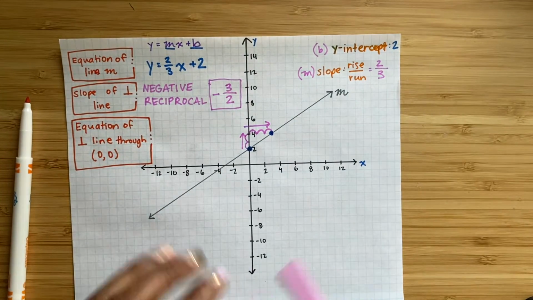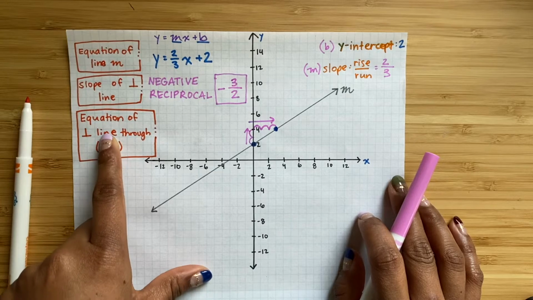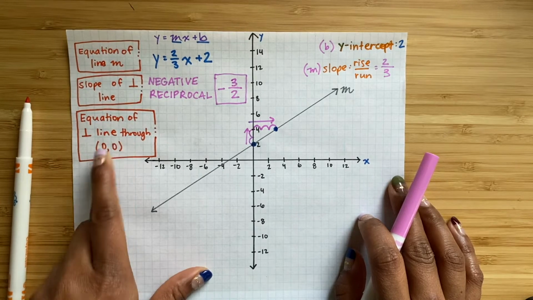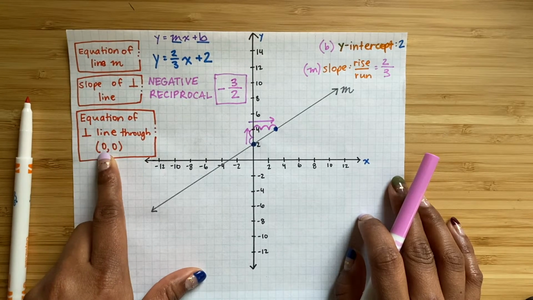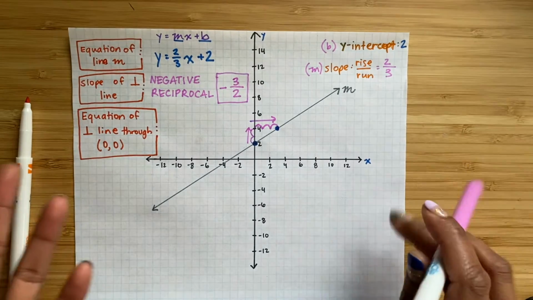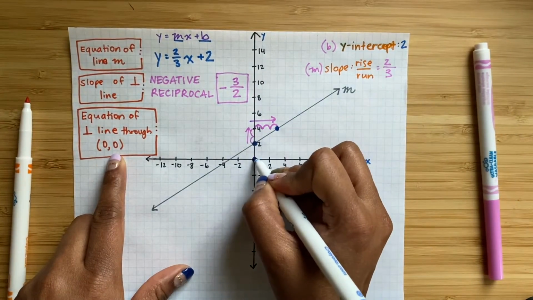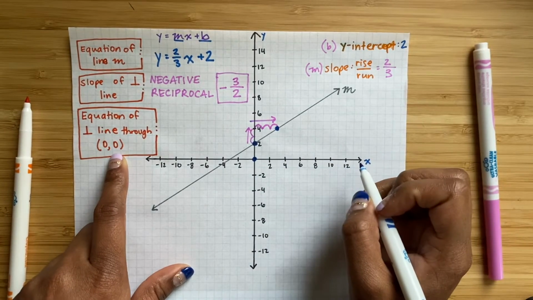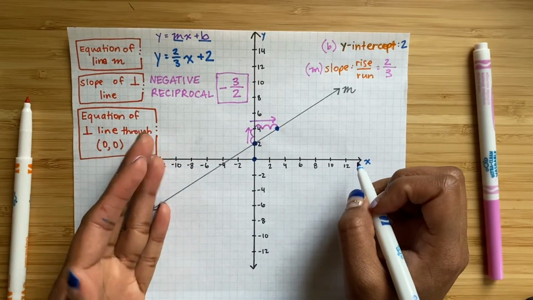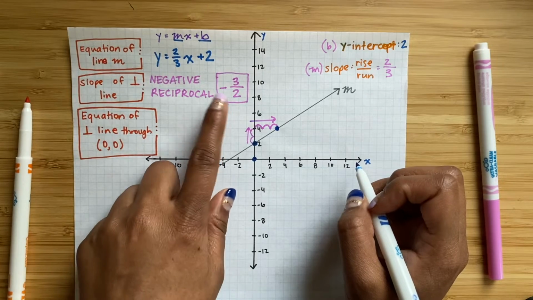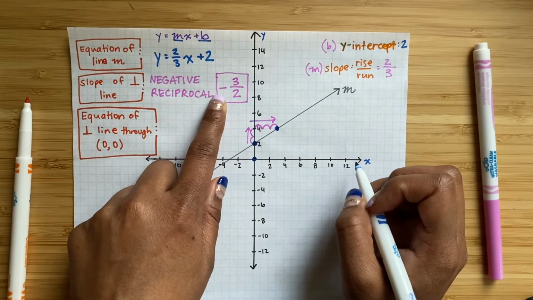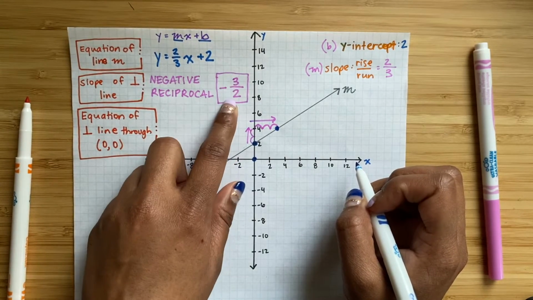Now I'm moving on to my last step. I need to graph the equation of a perpendicular line that goes through this point 0, 0. So the first thing that I need to do is actually graph that point. 0, 0 is right here at my origin. So I'm graphing that point. And now in order to actually get a line from that, I need to come back to what my slope was. My slope is negative 3 over 2.